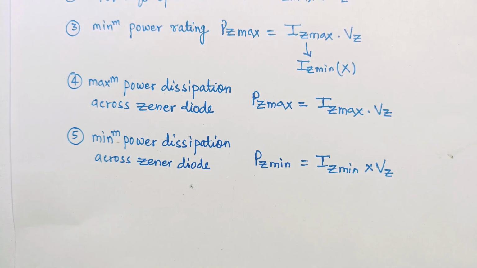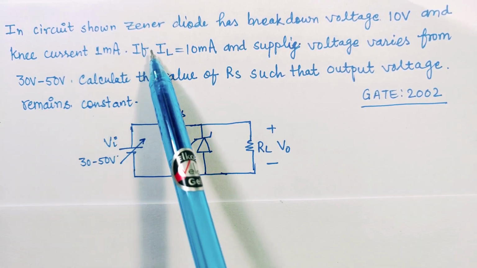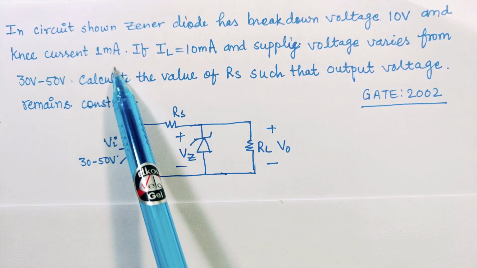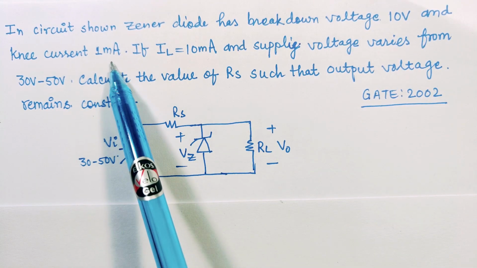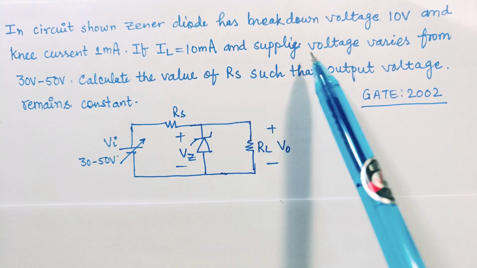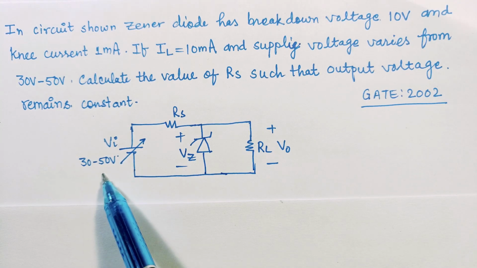Let us see some problem related to Zener diode. In this problem, it is said that in the circuit shown, Zener diode has breakdown voltage 10 volt. So Vz value is given as 10 volt and knee current is 1 milliampere, that is Iz minimum is 1 milliampere. If IL is equal to 10 milliampere, that is load current is 10 milliampere, and supply voltage varies from 30 volt to 50 volt. So this input voltage is varying from 30 to 50 volt.